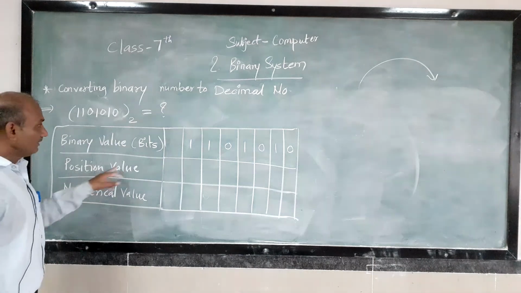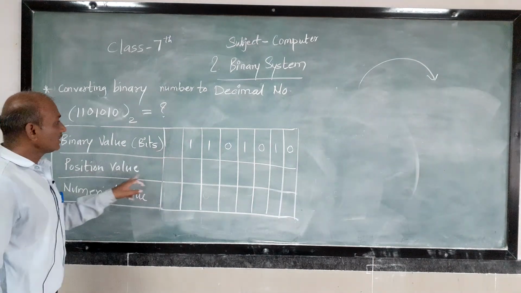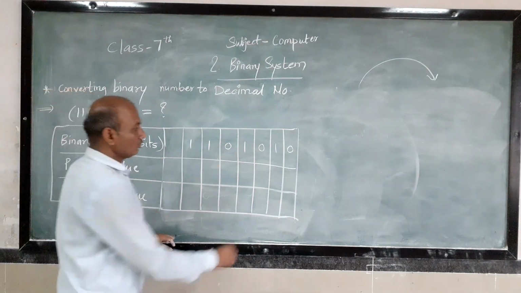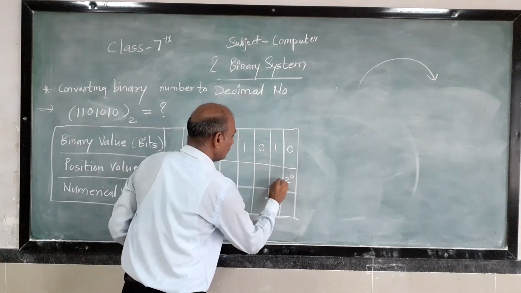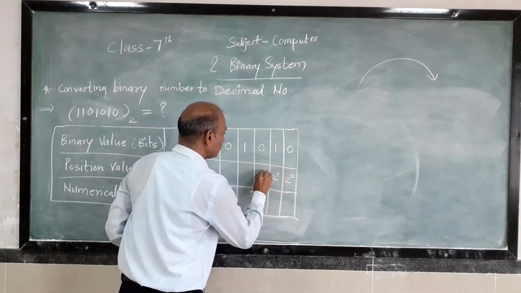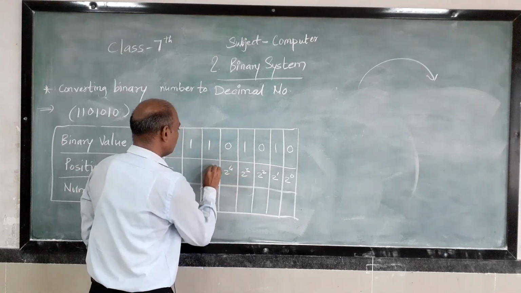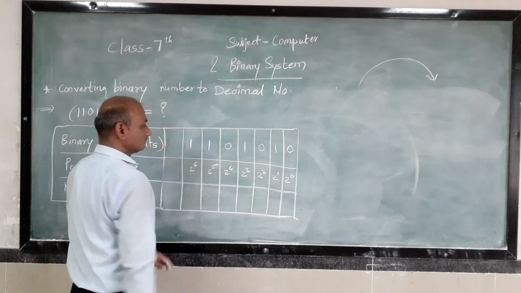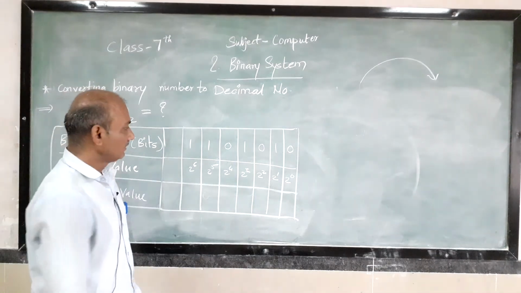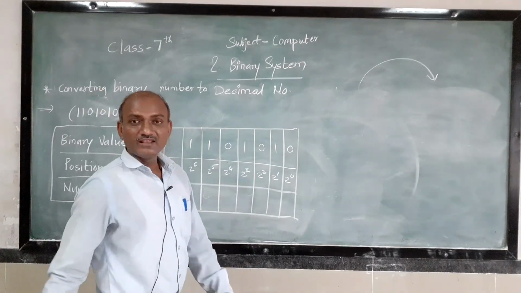Now write the position value of this binary number: 2 raised to 0, 2 raised to 1, 2 raised to 2, 2 raised to 3, 2 raised to 4, 2 raised to 5, 2 raised to 6. Okay? Now take the product.